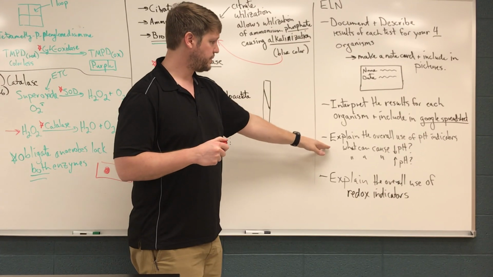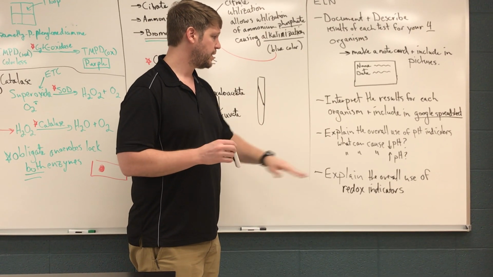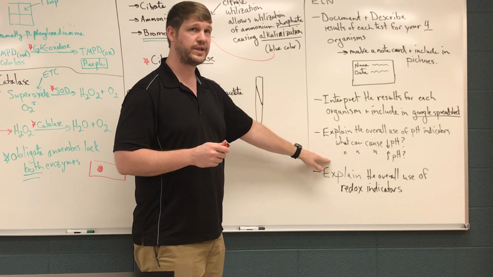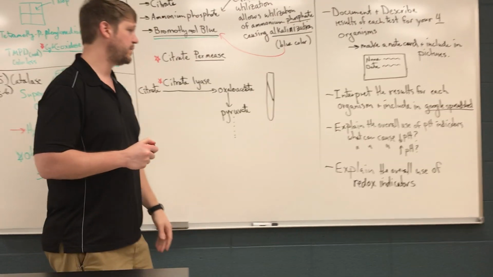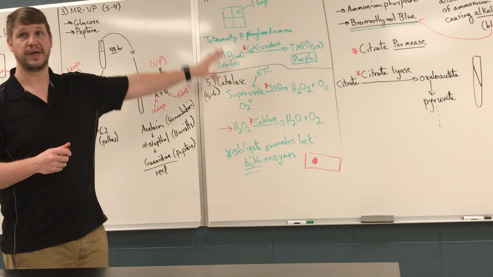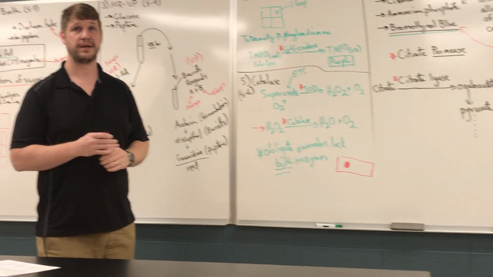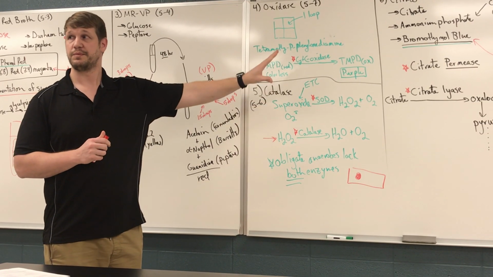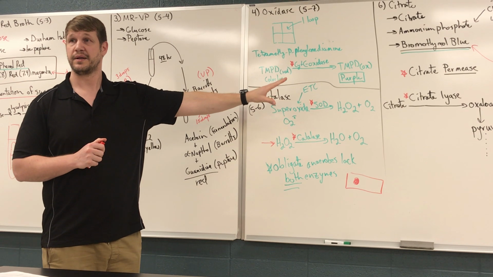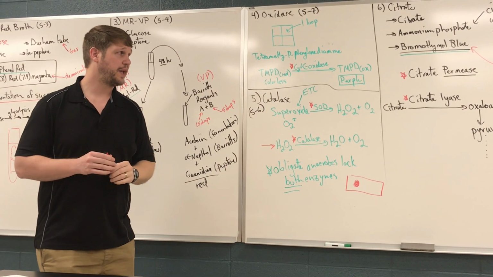And then two other things in here: explain the overall use of pH indicators, some of the things that are causing increases or decreases in pH, and then also the idea of the use of redox indicators, like in the catalase and oxidase tests. Okay. Any questions about that? All right, so that's the main thing.